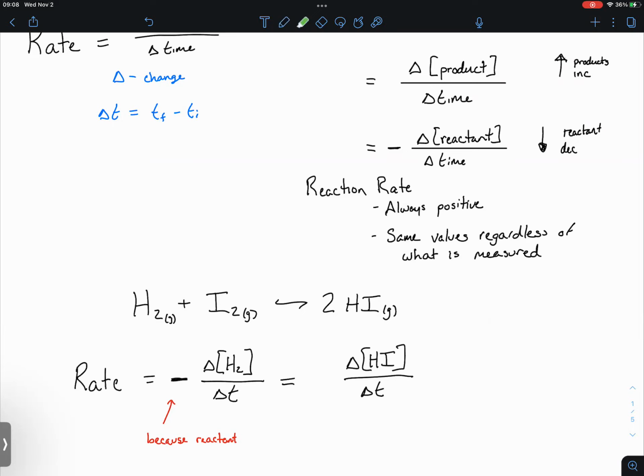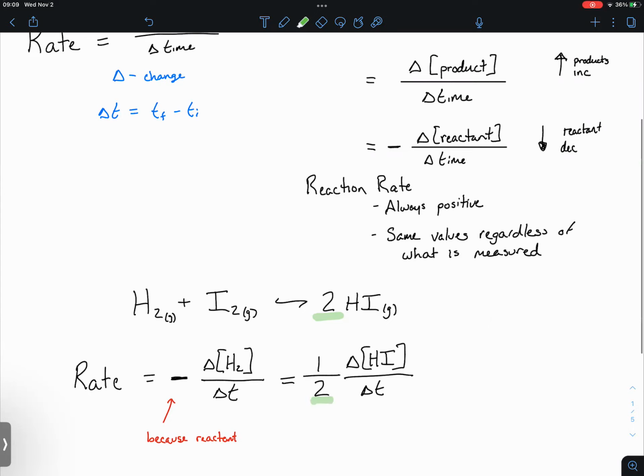But importantly, I do have to account for this stoichiometric coefficient here, right? For every hydrogen molecule that's being consumed, I'm generating 2 of this HI here. And so in order to keep these rate values the same, regardless of what I'm measuring, I'm going to have to divide that concentration by that stoichiometric coefficient, so I get the same value every time.